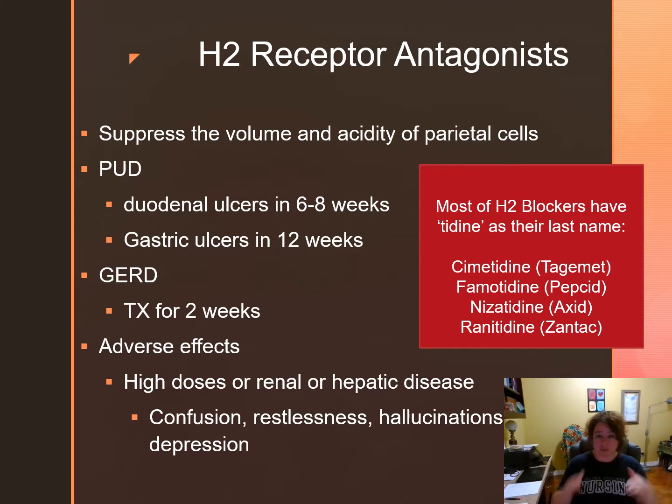So our H2 receptor antagonists are the drugs that help to reduce the volume and the acidity of some of the parietal cells. So they're just like, let's take the acid from here, let's bring it down here. The acid from here, let's bring it down here. Okay, that's what these guys do. They just kind of suppress it a little bit.